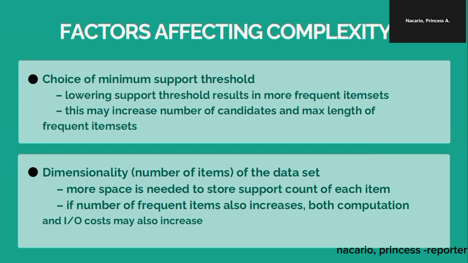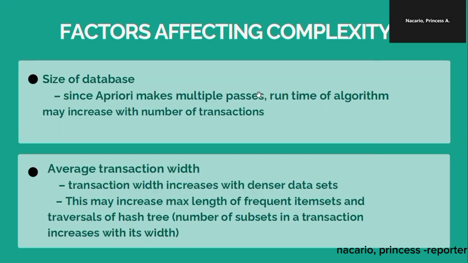The second factor is dimensionality of the dataset, or simply the number of items. As the number of items increases, more space is needed to store the support count of each item. And when more frequent item sets are found, it also leads to higher computation time and increased input-output cost. Now let's continue with more factors that affect the complexity of the Apriori algorithm.